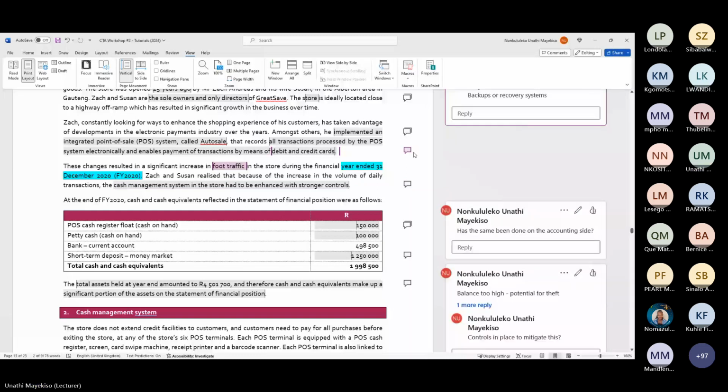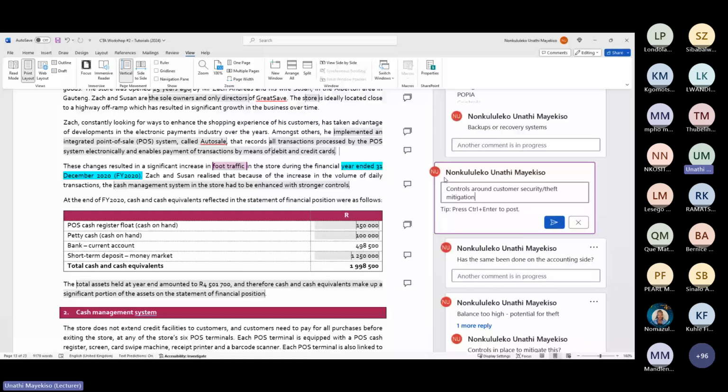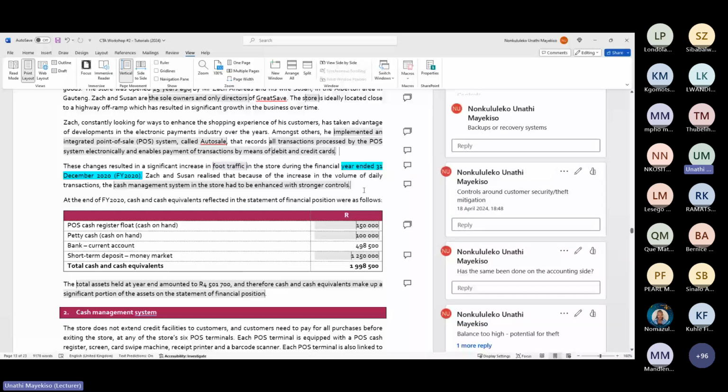Yes. Around, I'm going to say, customer security slash theft mitigation. Cool, I like that one. Okay, anything else before we move to the next part?